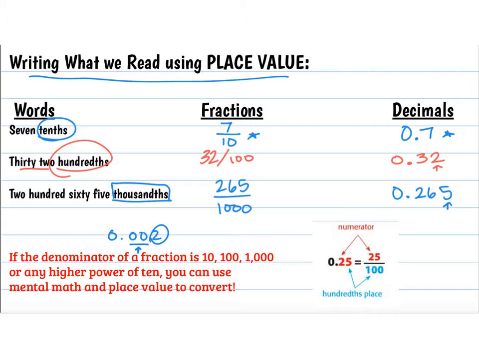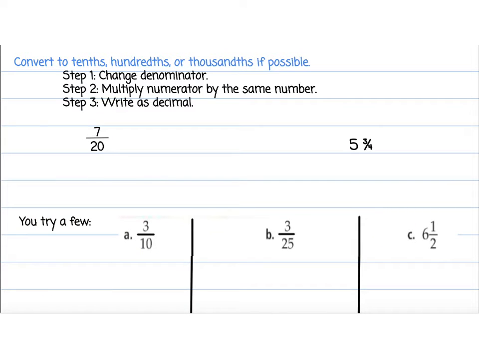Okay. If the denominator of a fraction is 10, 100, 1,000, or any higher power of 10, so 10,000, 100,000, and so on and so forth, you can use mental math and place value to convert. So write that part down with the example here. The numerator stays, and it's just in whatever place value it ends in. So we can move between the two. If it ends in the tenths, hundredths, thousandths, and so forth, then it very easily moves between a fraction and a decimal.